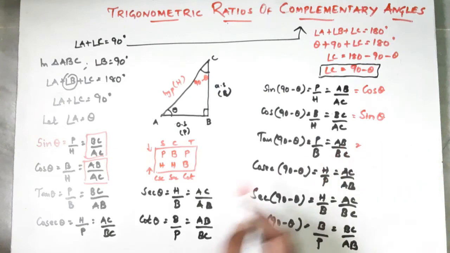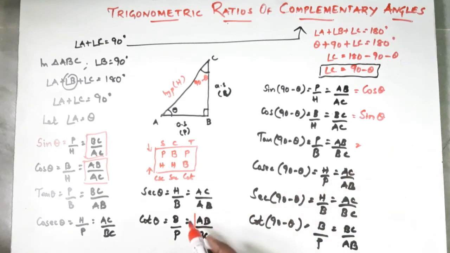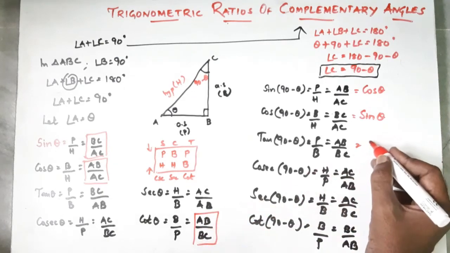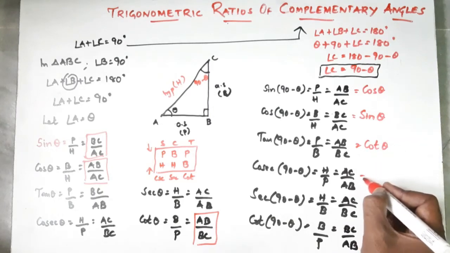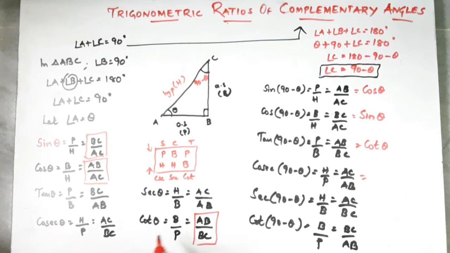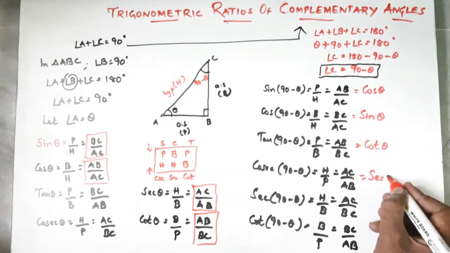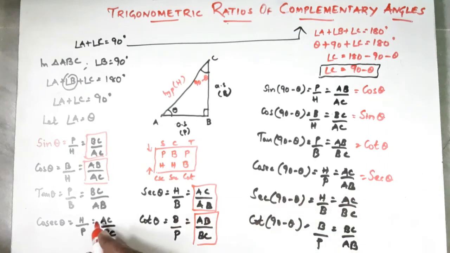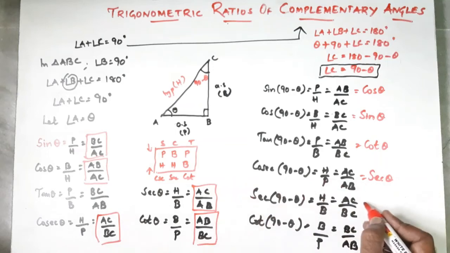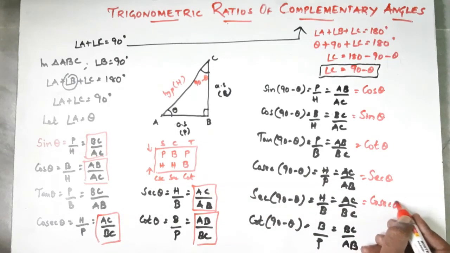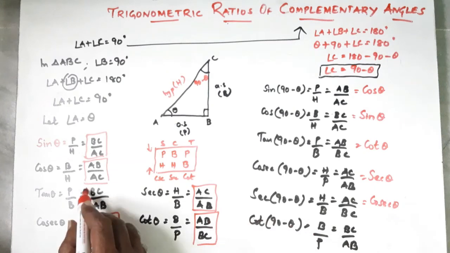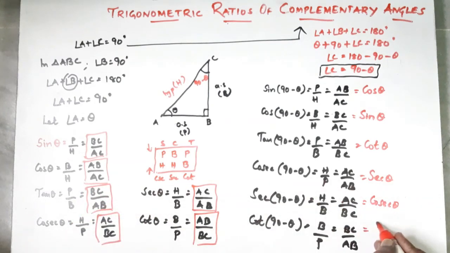Now tan 90 minus theta is AB by BC, which is cot theta. Now AC by AB, so what is this? Sec theta. AC by BC, that is cosec theta. Okay children, did you understand? Very good. Now let us move to cot 90 minus theta. Where is BC by AB? BC by AB, so here we got tan theta.